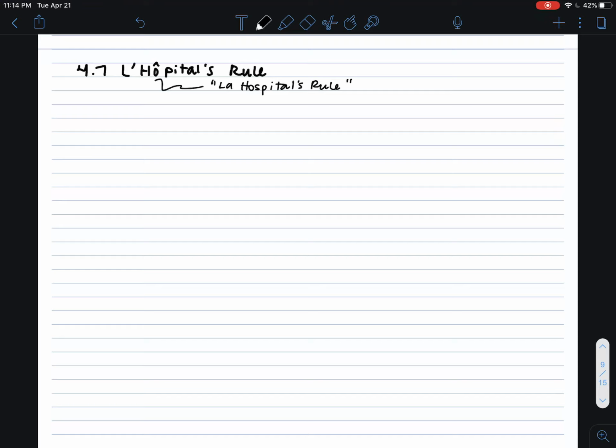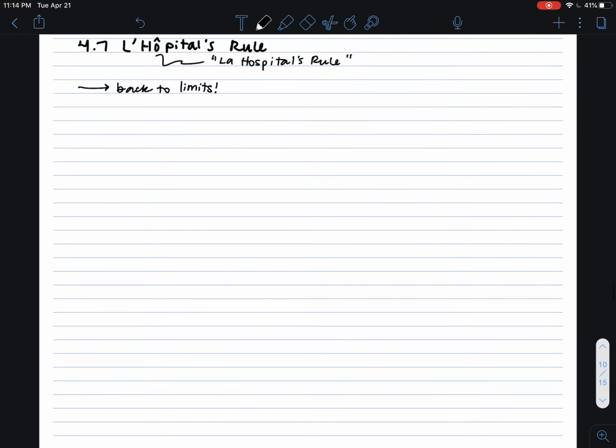It's actually kind of just a tool for calculating a limit, so we're going back to limits for this section, like we did at the beginning of the year. If you guys remember, before, if we had 0 over 0 or infinity over infinity, that was bad news, and we had to simplify using algebra.